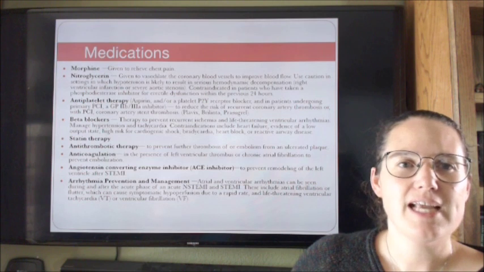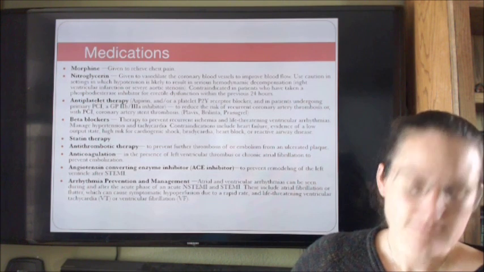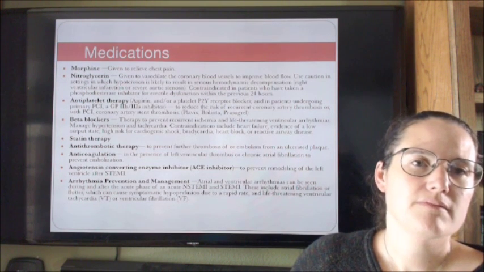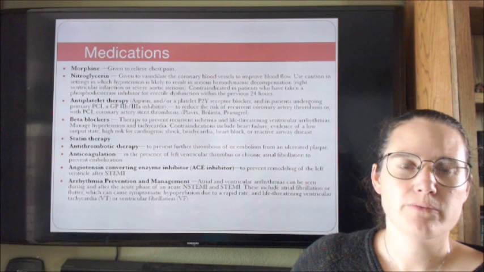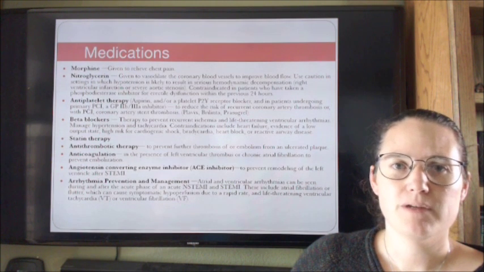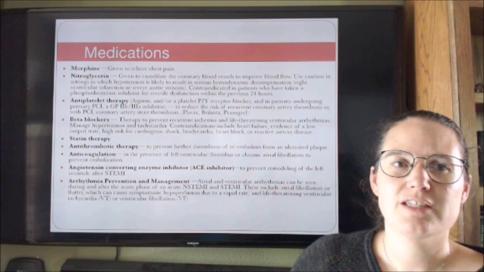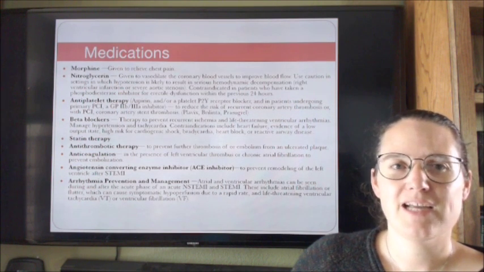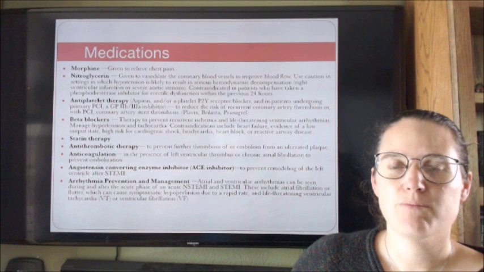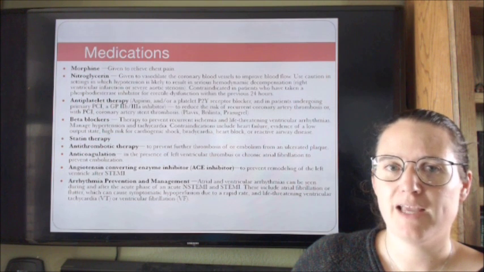Then you have your ACE inhibitors, which help prevent left ventricular remodeling, which decreases the effectiveness of the heart. And then there are your antiarrhythmics, which can help prevent a clot from AFib.